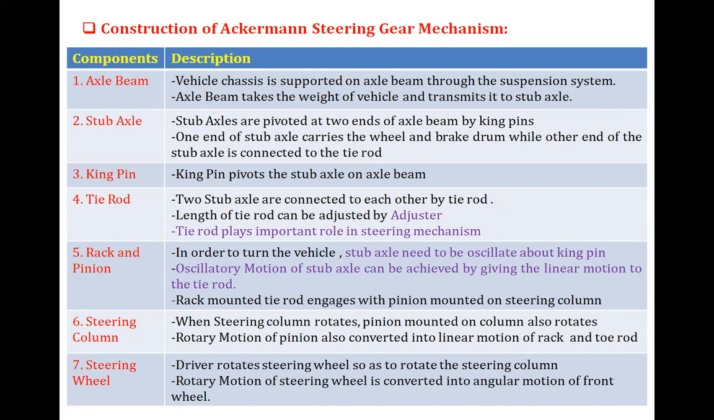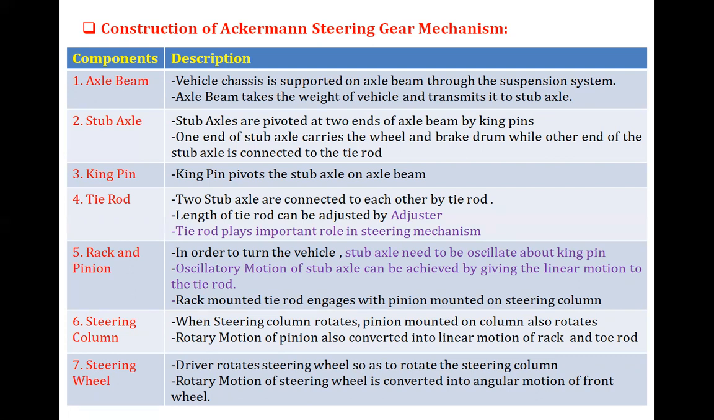Then tie rod. Two stub axles are connected to each other by the tie rod. The tie rod is the longer rod by which we connect the two stub axles to each other. The length of the tie rod can be adjusted by an adjuster. Some mechanism is there, that is the adjuster, by which we can adjust the length of the tie rod. The tie rod plays an important role in the steering mechanism.